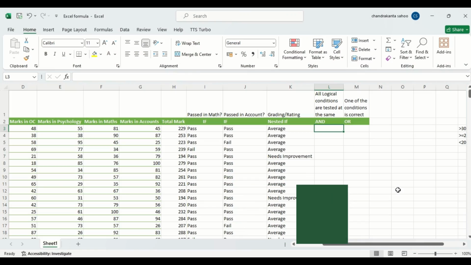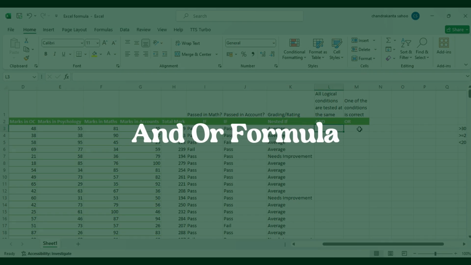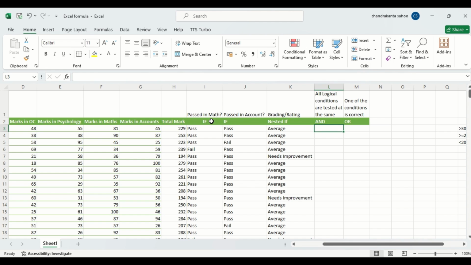Hello guys, in this lesson we are going to use AND and OR formulas. Previously we have seen the IF formula. What it does is test one condition at a time. More than one condition we cannot test. In the case of nested IF, if we have a series of conditions, we can test them, but one by one. That means if the first condition is true, it will not test the second condition, and the rest of the conditions will not be tested. If the first condition is not true, it will test the next conditions, and so on.